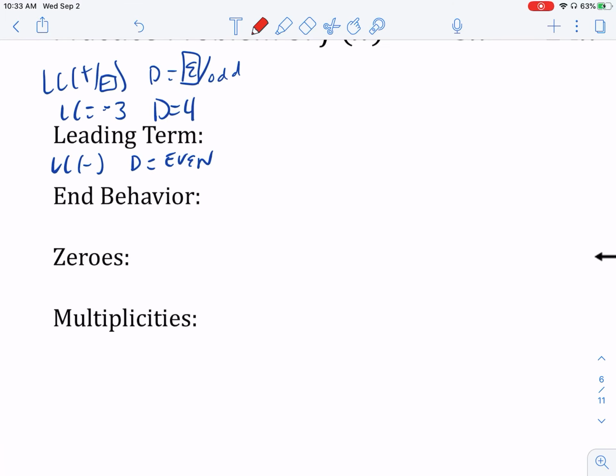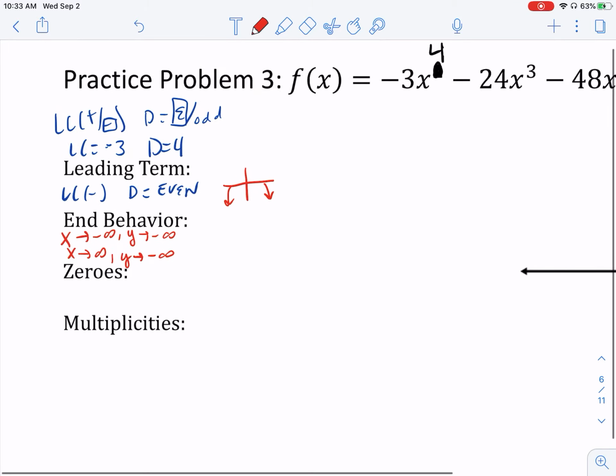So because my LC is negative, that means my right-hand side goes down. Because my degree is even, that means my sides do the same thing. So that's the graphical version of what my end behavior is. With that notation, we're going to start with the left-hand side. As x goes to negative infinity, y is going down, which is also negative infinity. On the right-hand side, as x goes to infinity, y is also still going down, so it's negative infinity. So that is finding the leading term, and from that, the end behavior.